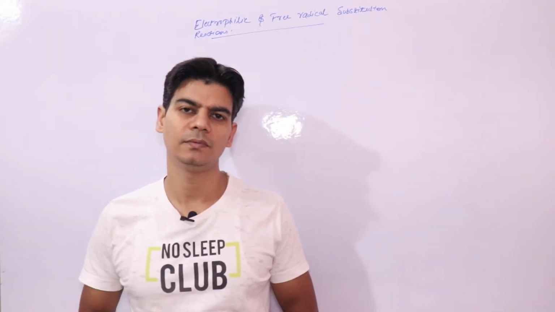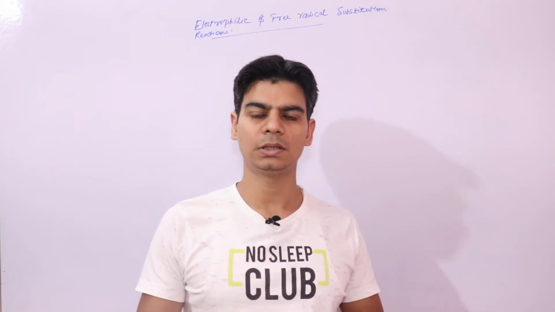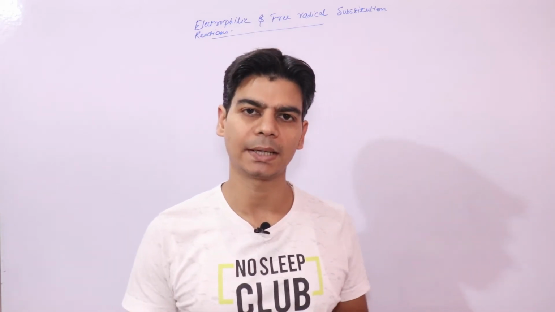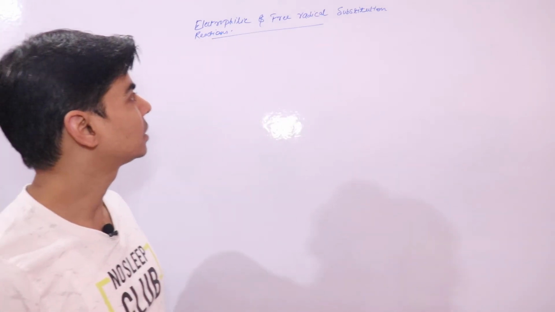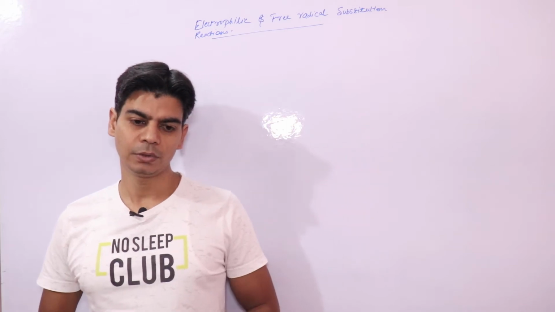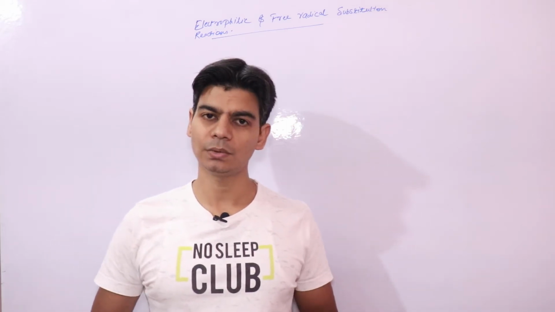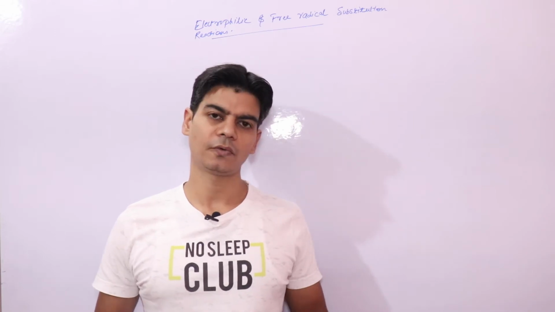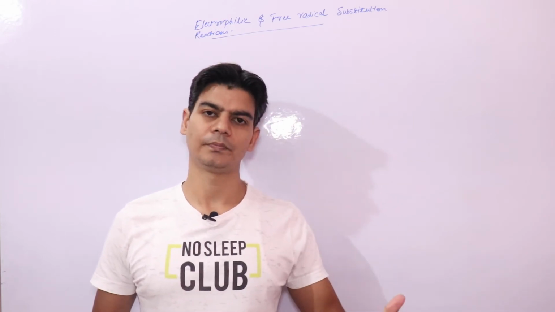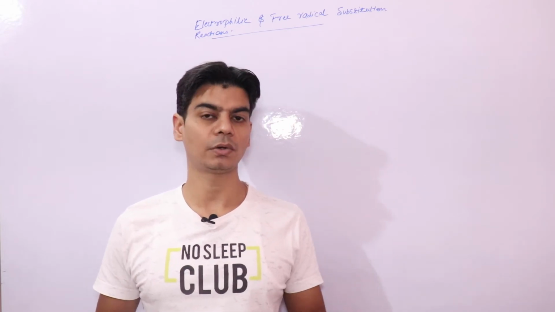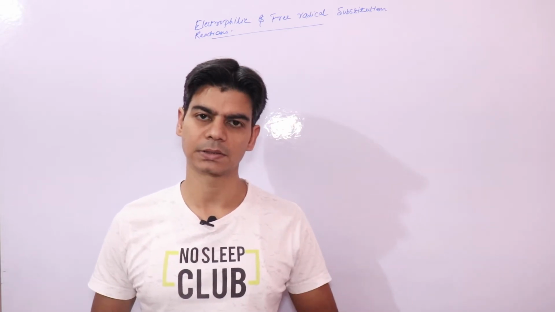Now in this lecture we will be looking into other types of organic reactions, which are electrophilic substitution reactions and free radical substitution reactions. We know by now what electrophiles and free radicals are. Electrophiles are electron loving, electron deficient species.